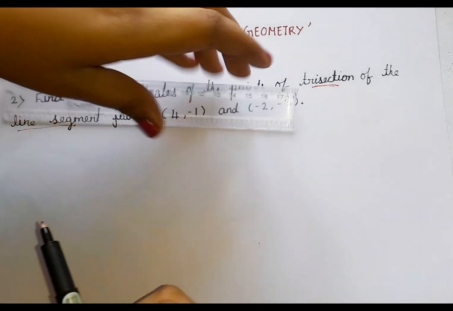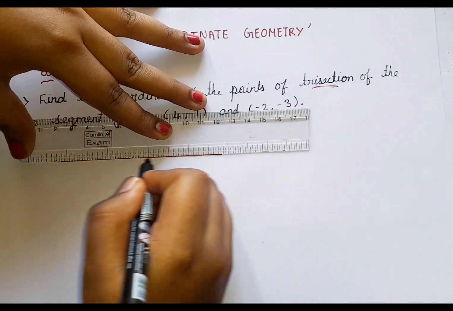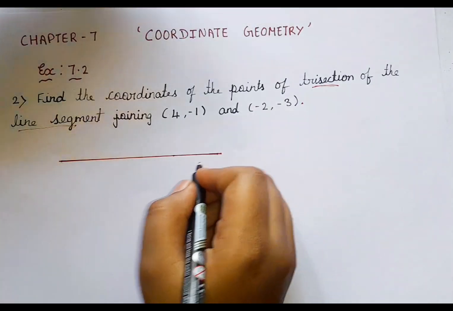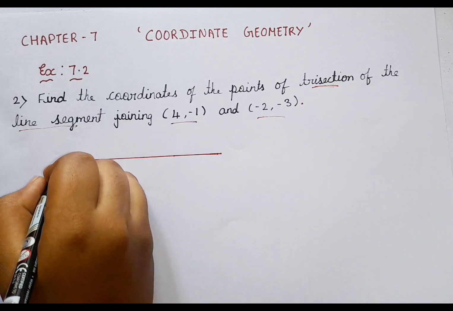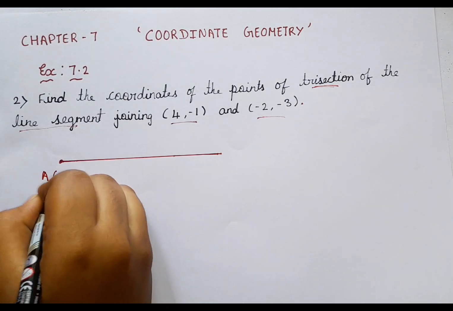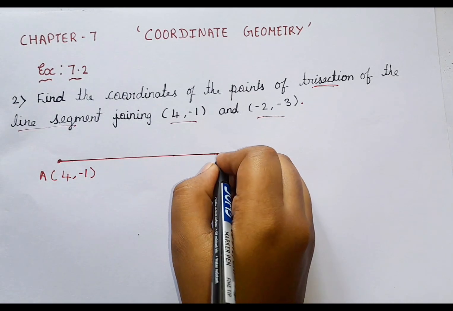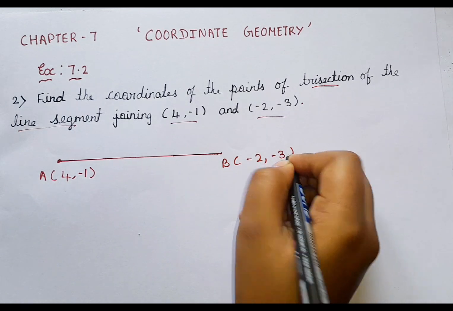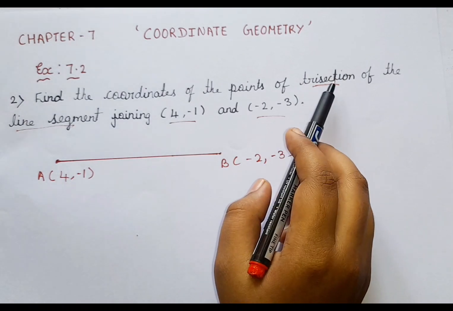So now let's draw a line segment. In this line segment we have two points, let us take them as A and B. The A value is (4, -1) and the B value is (-2, -3). Here they have mentioned a new word, that is trisection.